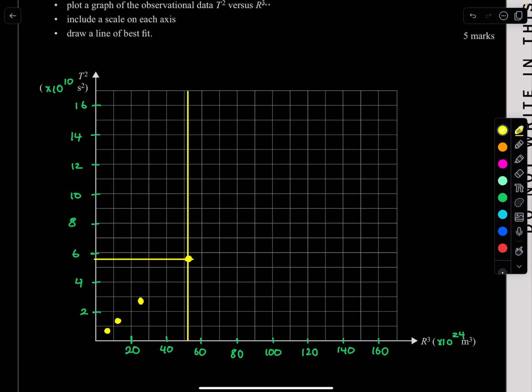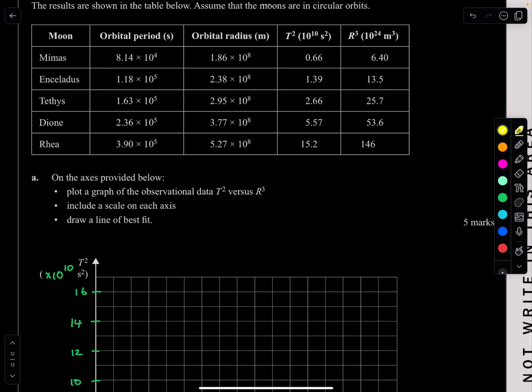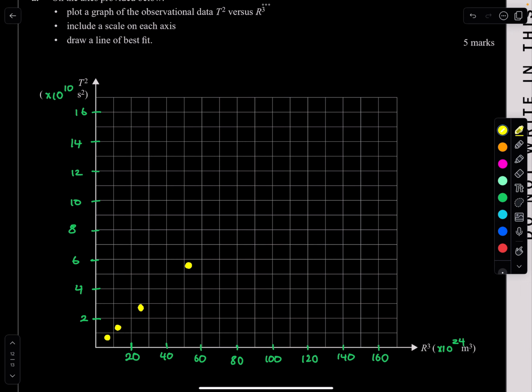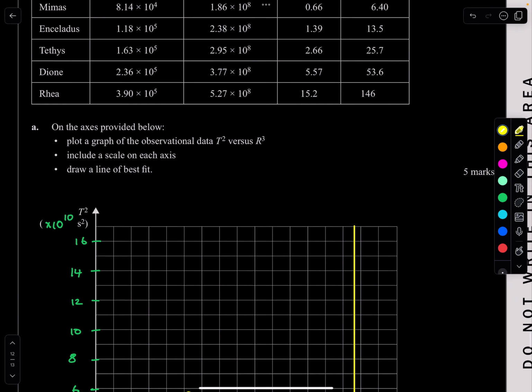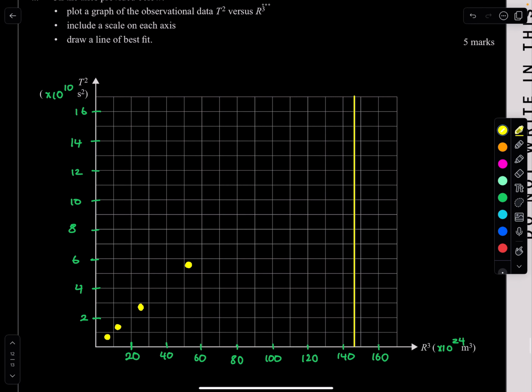I'm going to draw a color there and rub those off. And 146. So 146 is approximately here, basically. 15.2. So 15 is here, and 15.2 is here. That's it. So I've colored those.